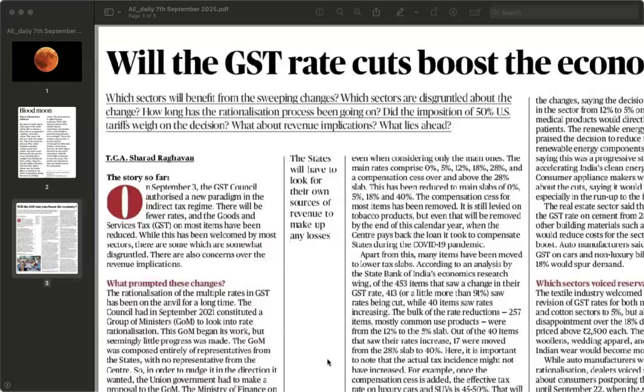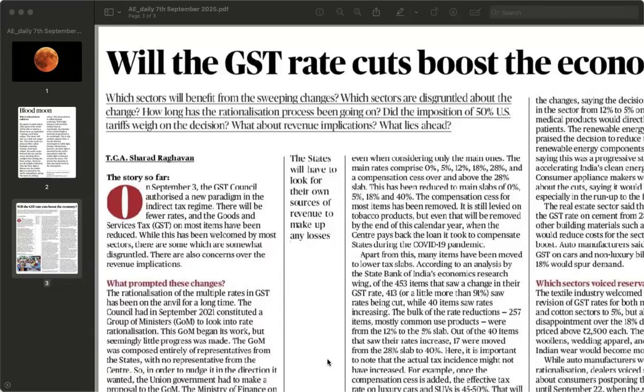So GST was introduced as a single tax system for the whole nation, and this made buying and selling simpler. All right, this made buying and selling simpler because GST was introduced as one single tax for the whole nation.